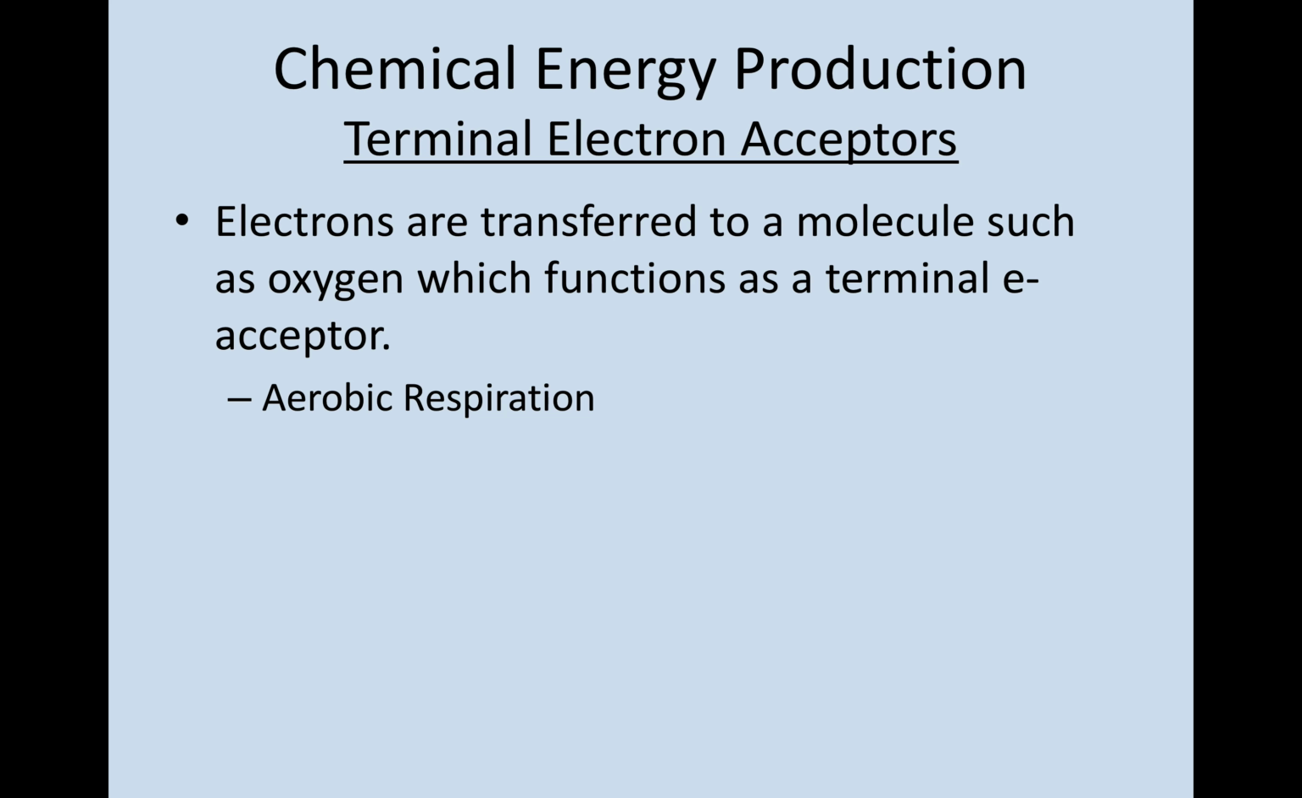Ultimately, these electrons need to go to a terminal electron acceptor. It's a molecule such as oxygen that these electrons can attach to. So in aerobic respiration, oxygen is the terminal electron acceptor. There are other types of respiration, like anaerobic respiration, where something inorganic other than oxygen is going to pick up the electrons, nitrate or sulfate, for example.